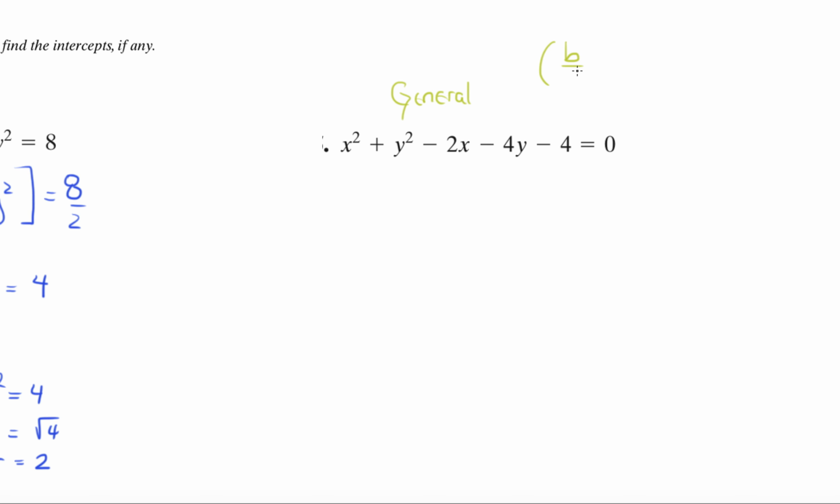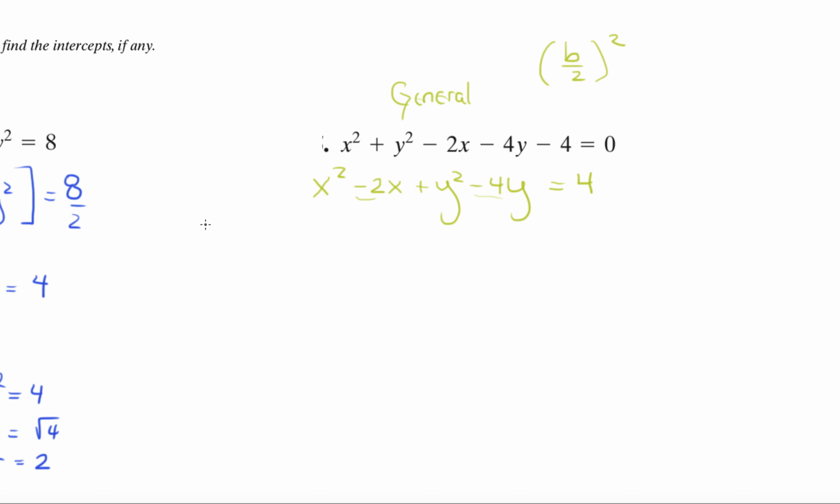It's b over 2, squared. So, who is b for x? Well, let's rewrite it. x squared minus 2x plus y squared minus 4y equals 4. Notice that I added the 4 on the other side and I rewrote it in pairs. So b for x is negative 2 and b for y is negative 4.